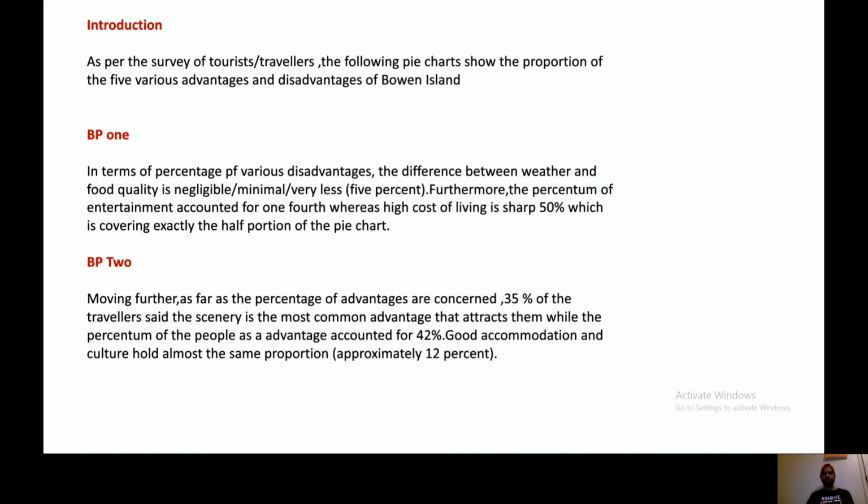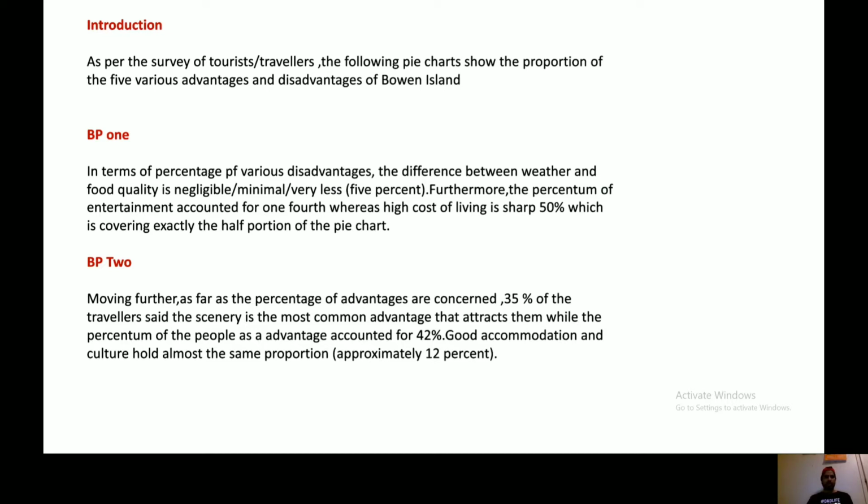They have used "according to the survey", so I use "as per the survey". As per the survey of tourists and travelers, the following pie charts show the proportion. I use "proportion" for the percentage. They show the proportion of various advantages and disadvantages of Bound Island. There are some basic mistakes, just ignore them because this is my first video on this, so pardon me for that.